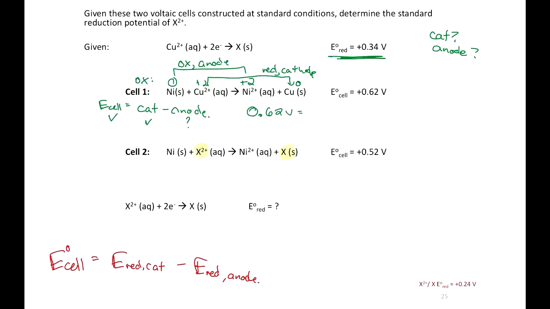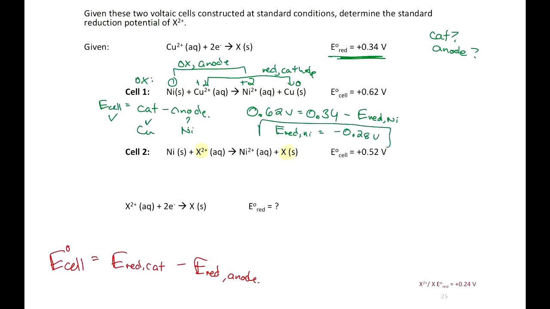0.62 volts, that is what was measured. We know the reduction potential of our copper electrode, but we're calculating the reduction potential of the nickel electrode. So in this case, it's 0.34 minus the reduction potential of that nickel, that missing piece. And so if you calculate that, 0.34 minus 0.62, we get that the reduction potential of nickel, that missing piece, is negative 0.28 volts.